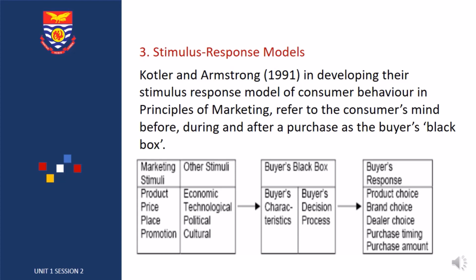And we have the other stimuli, which talk about the economic, the technological, the political, the cultural, and what have you. That will translate to what you call the buyer black box and will lead to the buyer's responses: the product choice, the brand choice, the dealer choice, the purchase timing, and even the purchase amount and all that.